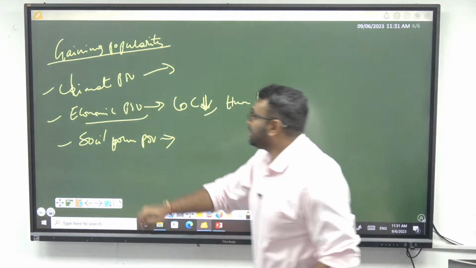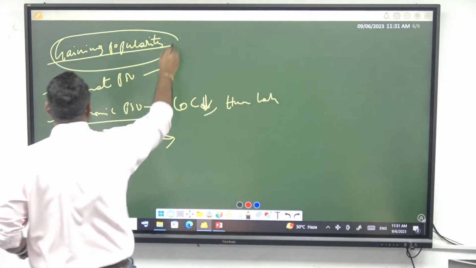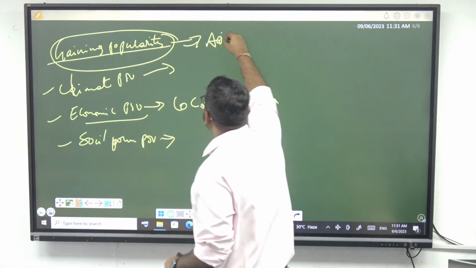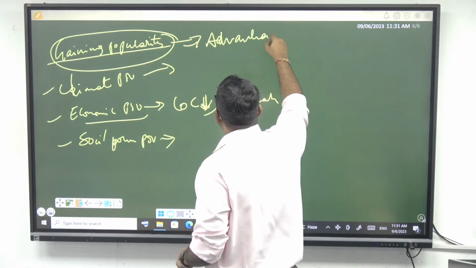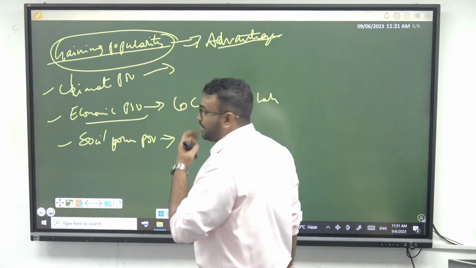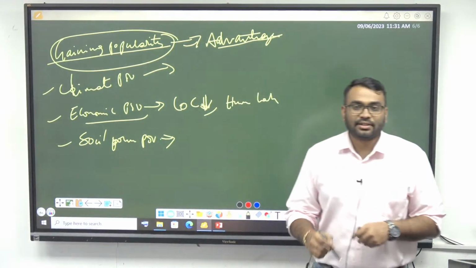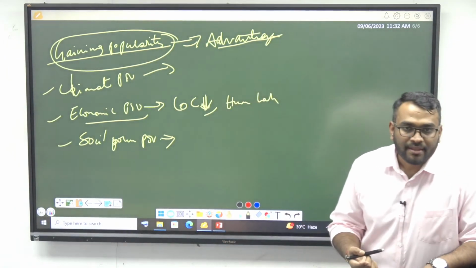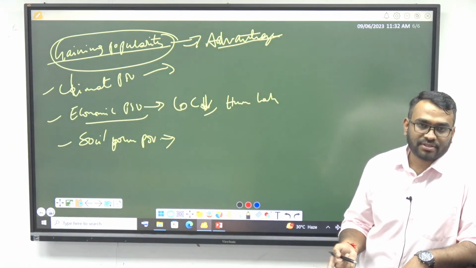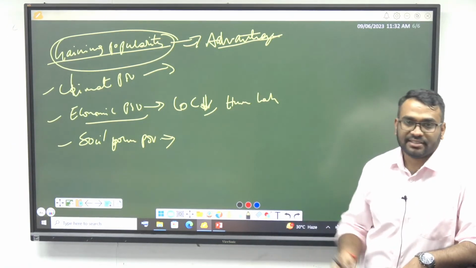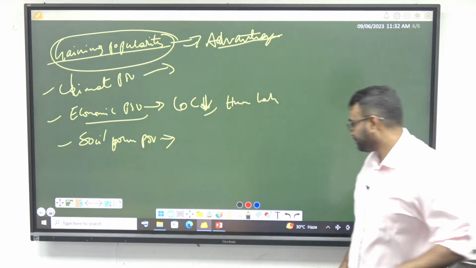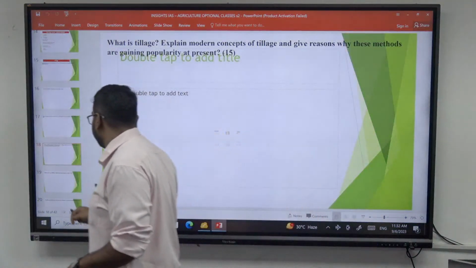In a way, why it is gaining popularity is indirectly also saying advantages only. This is another trick used by UPSC. They will change the vocabulary, and people will think it is an entirely different question. Essentially it is the same question asked in some other way. Clear? This is clear, guys? Next one.